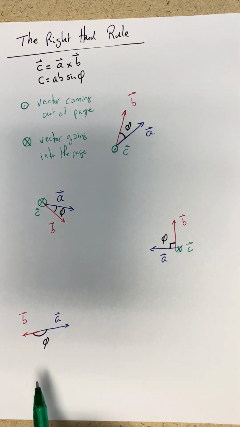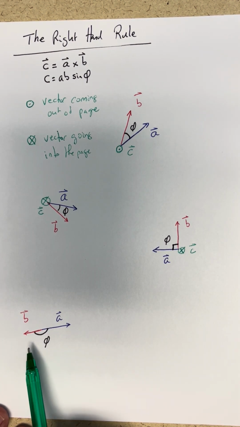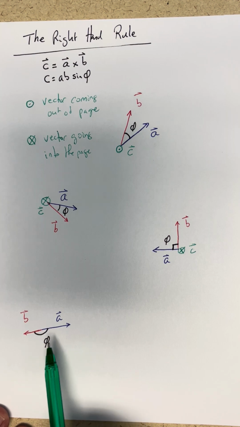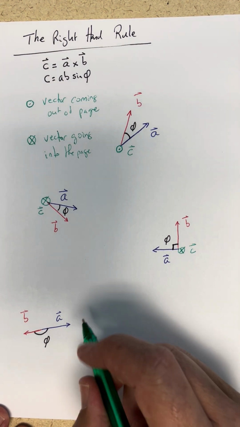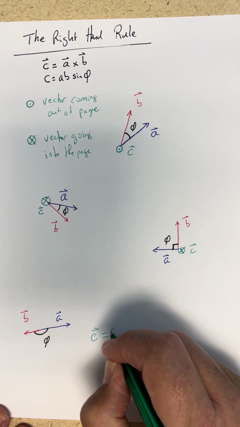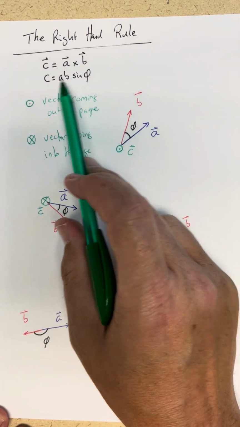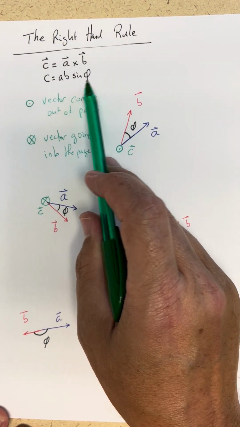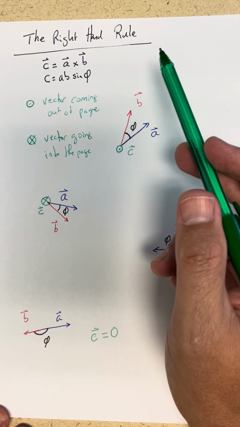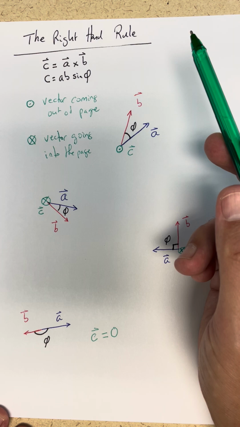When there is an infinite number of choices for the direction perpendicular to both vectors A and B, then the vector cross product vanishes. You can also verify this in the magnitude equation. The sine of 0 is 0, the sine of 180 is 0. So the magnitude of the vector C is 0.